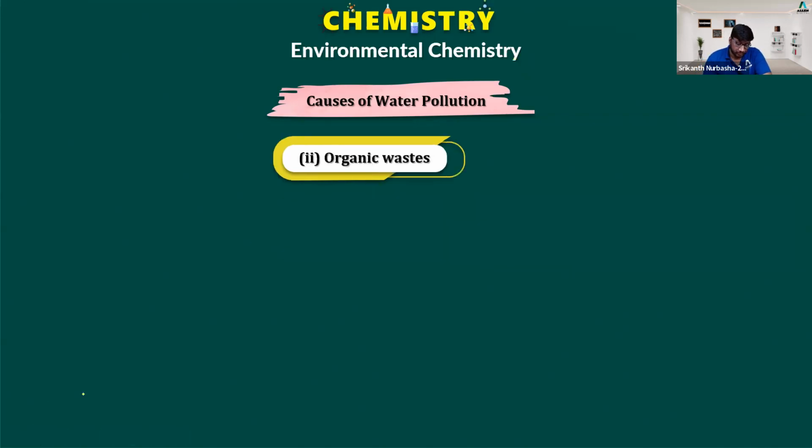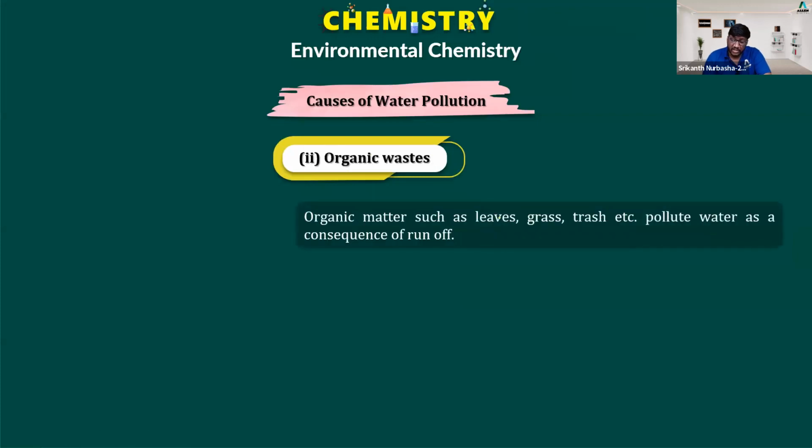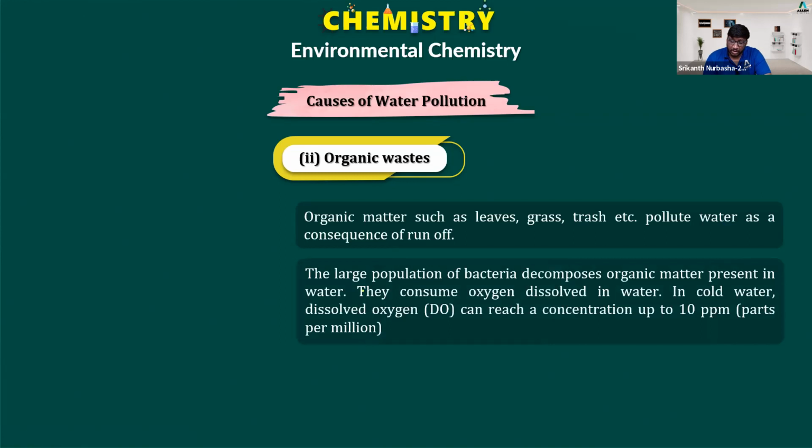Organic wastes. Organic matter such as leaves, grass, trash, etc. pollute water as a consequence of runoff. A large population of bacteria decomposes the organic matter present in water. They consume oxygen dissolved in water. In cold water, dissolved oxygen can reach a concentration of up to 10 ppm, that is 10 parts per million.